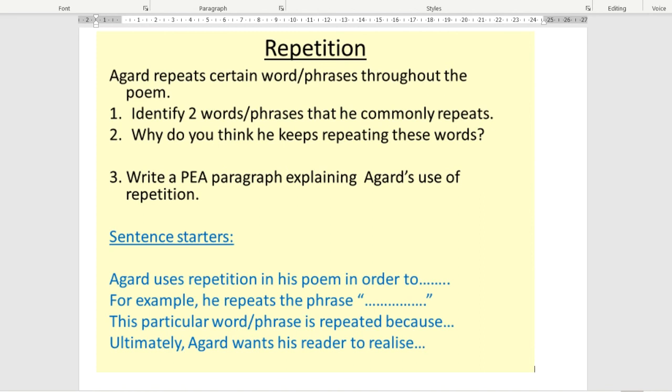Lastly, you are going to write a PEA paragraph about Agard's use of repetition in the poem. This is the part that we teachers want to see. We're going to give you feedback on it. We've got sentence starters there in blue, which you can use. Just keep this video paused on this screen so that you can have it in front of you whilst you write your paragraph.